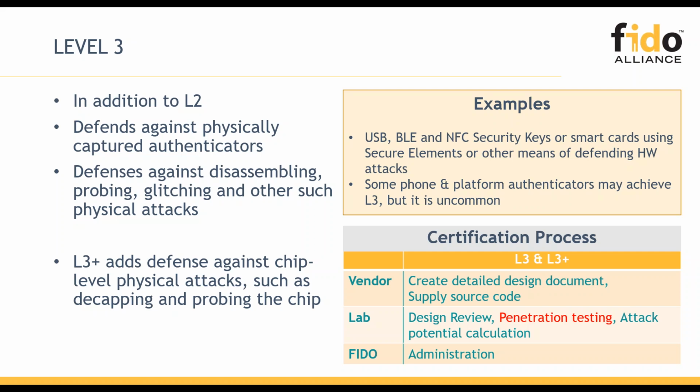Some phones and platform authenticators may be able to achieve level 3, but it's slightly uncommon. The certification process here is very similar to level 2 and 2+, where the lab is required to do all the design review. So we have verification, validation of penetration testing, we do attack potential calculations, and test plans are required to be provided, and a sample of tests are executed on the device itself. The vendor must create detailed design documentation and supply source code. There are additional requirements at this level with regard to the companion program, which I will mention on the next slide. But also FIDO is strictly an administrator. It's the lab that is accredited that actually runs the tests, and we just validate the results.